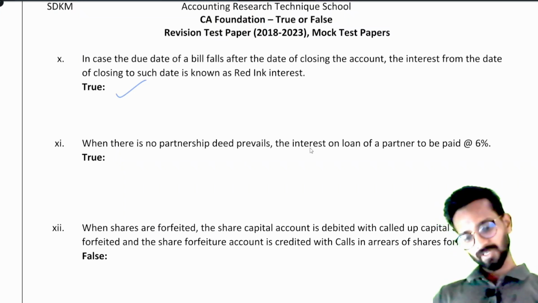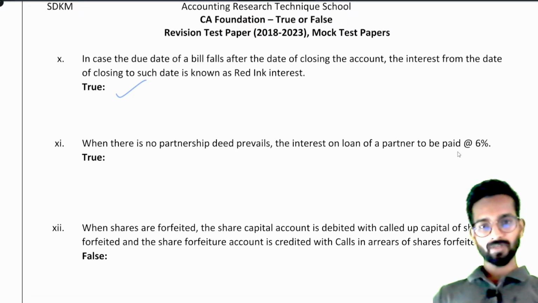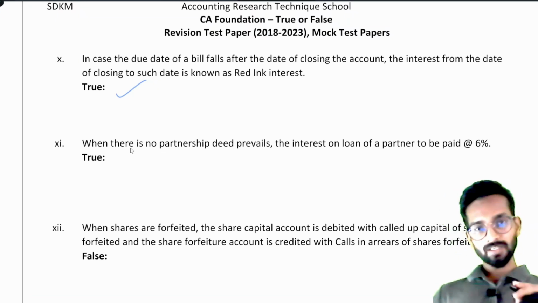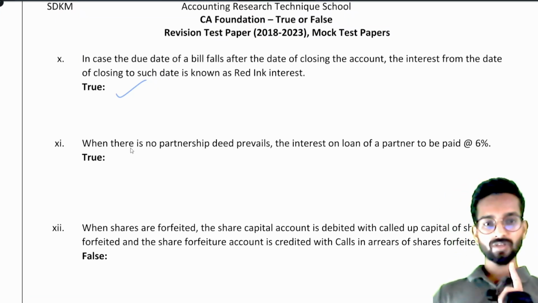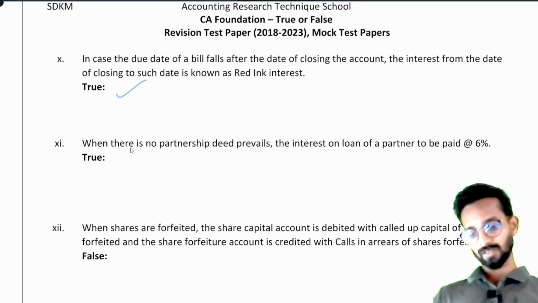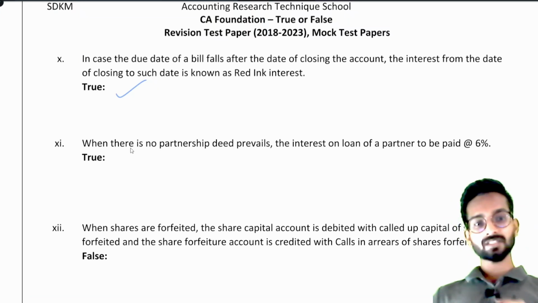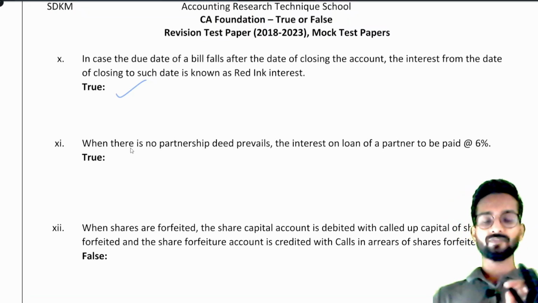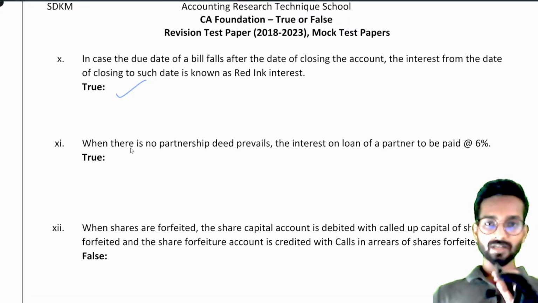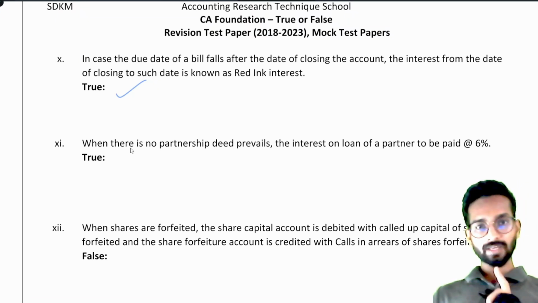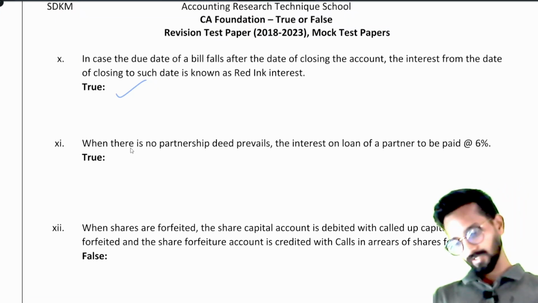When there is no partnership deed prevailing, the interest on loan of a partner to be paid is 6%. Absolutely correct. Now, in the entire partnership, there is only one place where they have given the interest rate. Okay, that is the interest on loan of a partner. Because the partner must get at least 6% interest from the firm. Remember this, firm has to compulsorily pay 6% interest, not on capital, only on loan. Okay, it is true.